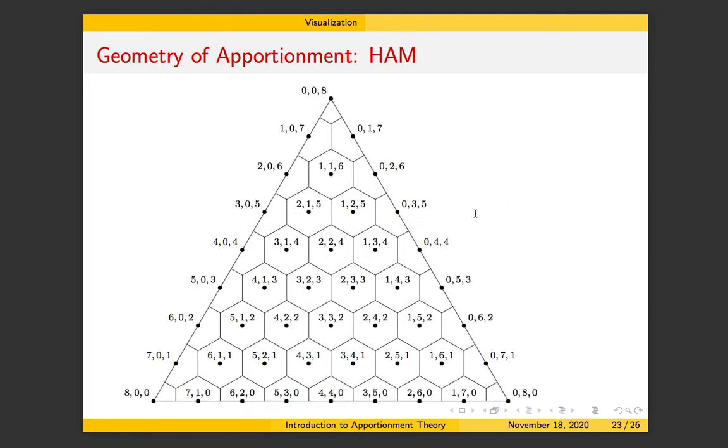So here is a picture of Hamilton's method with 8 delegates and 3 candidates. Everything inside this hexagon right here, these are all quota points that would get mapped to 5, 2, 1. The Hamilton apportionment would be 5, 2, 1. And everything in this hexagon right here, all these quota points would flow to 2, 2, 4. So things that live in here are things like 1.9, 1.7, 4.6. That would flow to this point. So that's somewhere up in the upper regions of this hexagon.